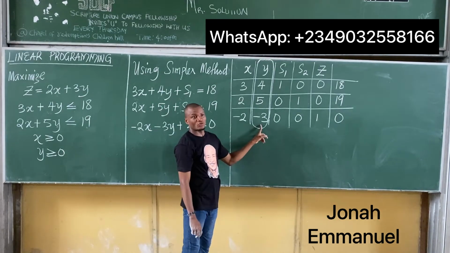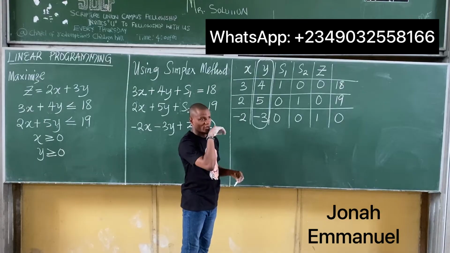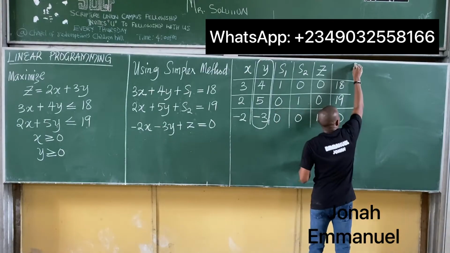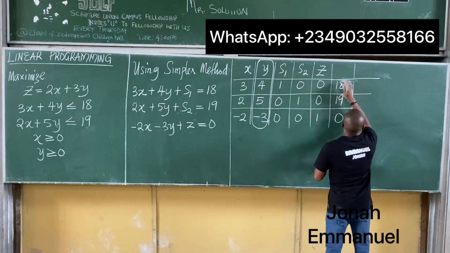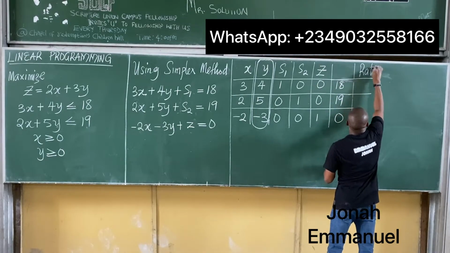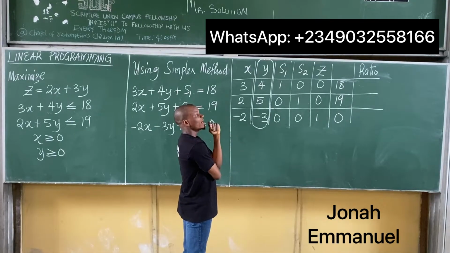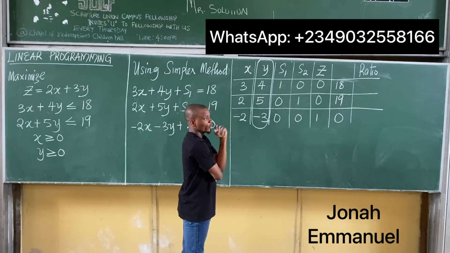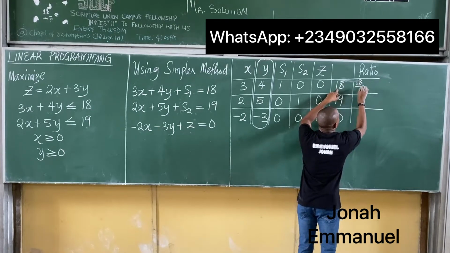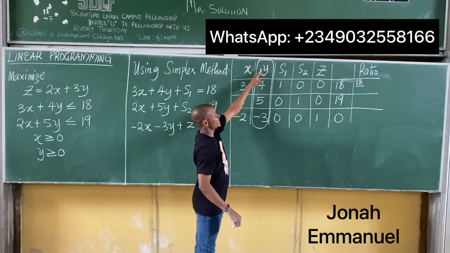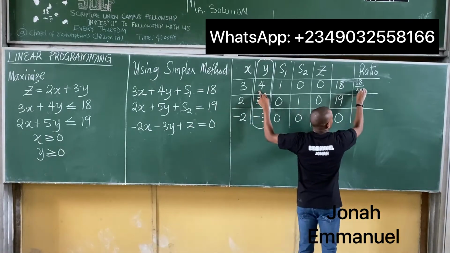When I get the most negative element column, what's next? Do a division. What division? I will come here and create another column for ratio. The ratio will be between your answers and the elements in your pivot column. The answer here is 18. I'm having 18 divided by the pivot column element here, 4. Divide 18 by 4. Please give me the answer. What do you have?